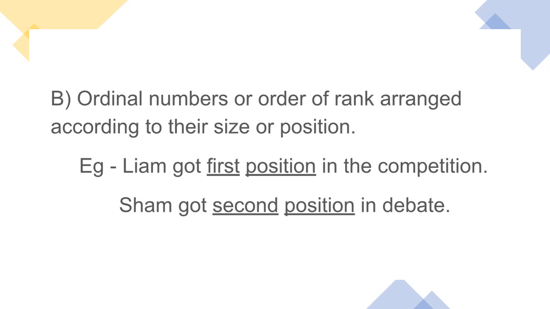Liam got first position in the competition. So we know that he got first, he did not get second or third, he got first. So they are ranked according to the size or position. The second example, Sham got second position in debate. So we know that Sham got second, he did not get first or third, but he got second position. Therefore, it talks about the size or the position of the person.